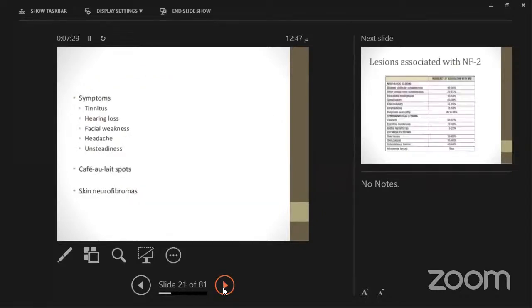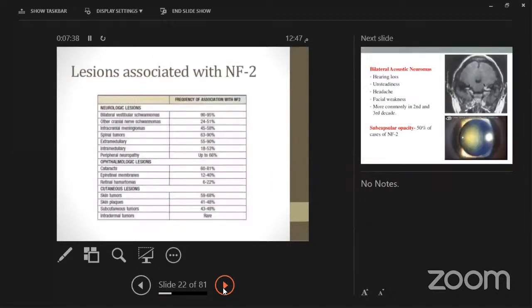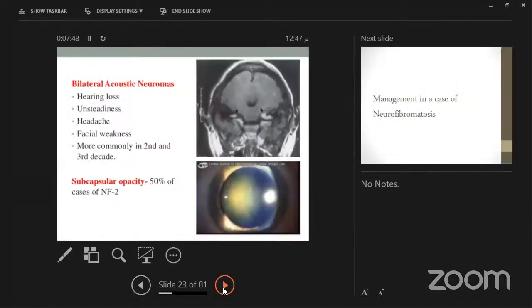Symptoms of neurofibromatosis type 2: tinnitus, hearing loss, facial weakness, headache. Café au lait spots can also be present, and skin neurofibromas. The most common lesion is the bilateral vestibular schwannoma, in about 90 to 95% of patients with neurofibromatosis type 2. Bilateral acoustic neuromas are associated with hearing loss, tinnitus, headache, and facial weakness, more commonly in the second and third decade. Subcapsular lenticular opacity can be present in about 50% of cases of neurofibromatosis type 2.